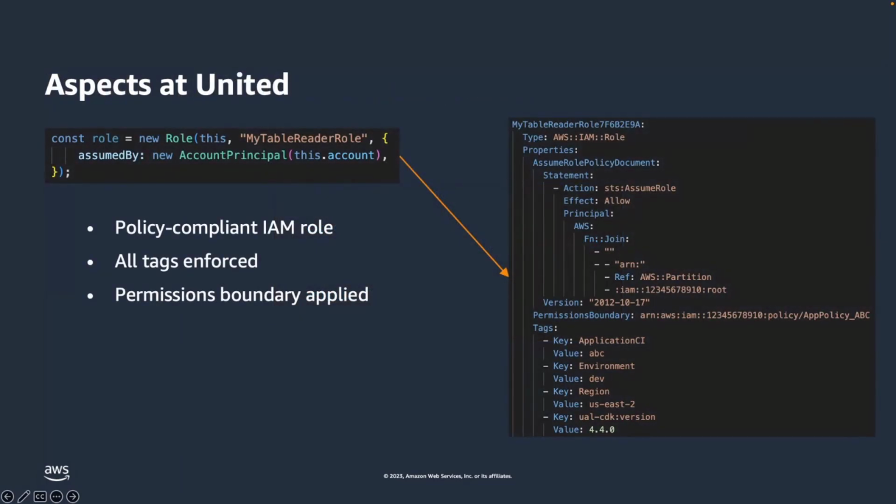United also makes use of Aspects. I talked about Aspects in terms of tagging previously, but United uses this feature to apply permission boundaries within their applications. Permission boundaries are an advanced feature of IAM to implement guardrails on the set of permissions allowed for IAM users and roles. United uses this capability in CDK to apply permission boundaries to roles created within United CDK apps. This way, application teams don't necessarily need to know their boundaries. They are automatically applied for them when they create their applications. So they essentially get compliance for free.